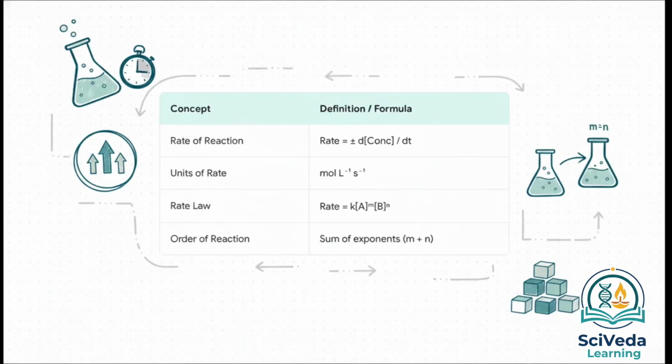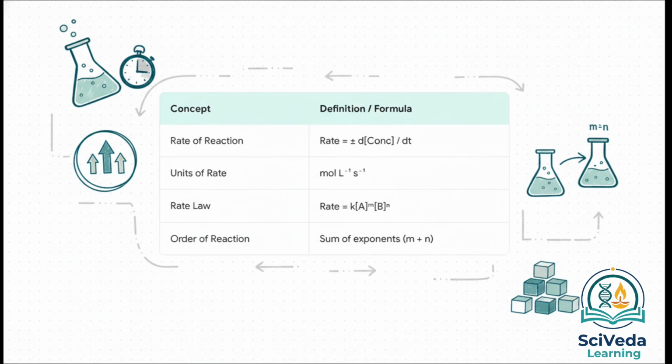And here it is, all the key stuff on one slide. Think of this as your personal flashcard for the exam. The rate of reaction is the change in concentration over time. The units are moles per liter per second. The rate law is rate equals k times [A] to the m times [B] to the n. And the overall order is just what you get when you add up those exponents, m plus n.